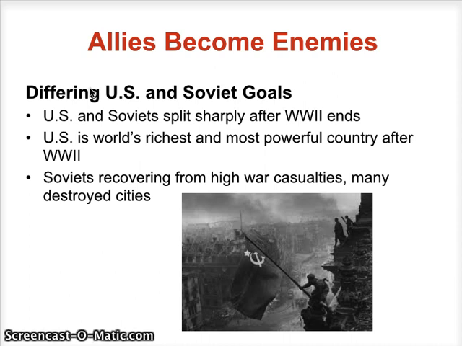The US also didn't really suffer from any destroyed cities. In fact, the only thing that was destroyed on American soil was Pearl Harbor. Whereas the Soviets, they had high war casualties and many cities were destroyed, including Leningrad and Stalingrad. This is a picture of the ruins of Stalingrad. This is going to cause some tension when we're talking about the plan for after World War II.